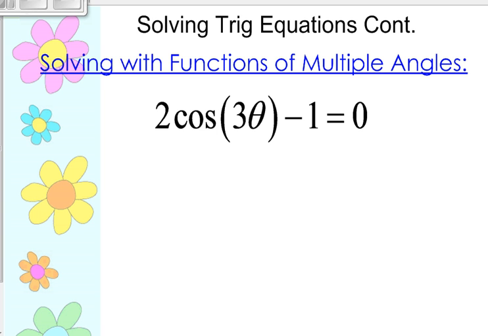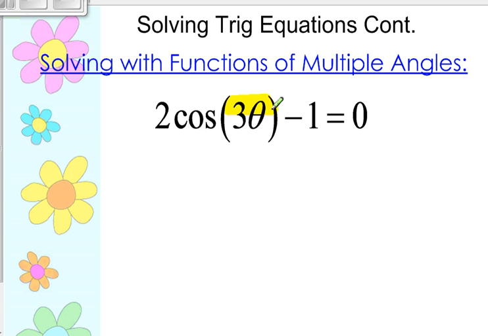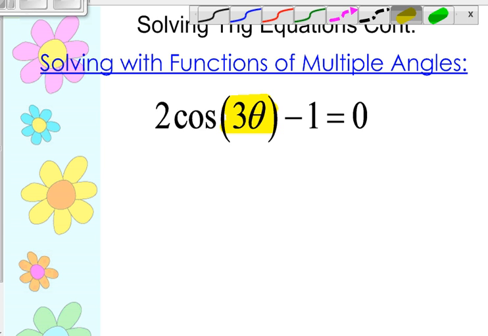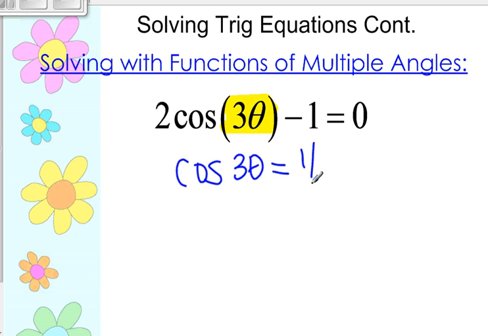And what multiple angles means is that next to our theta or our x, we now have a number. It's either going to be a whole number or a fraction. And really what it means is how many times you've gone around the unit circle. So we're going to solve it just like we normally would. I'm going to add the 1 and divide by the 2. So I get cosine of 3 theta equals 1/2.